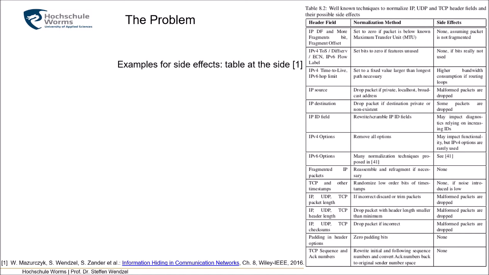The problem is that there are many fields to normalize, many fields to look at. Here's just a short overview. I took this table from chapter 8 of our book, and you can find the details there, but the problem is there are many rules that need to be programmed, and several of them, as you can see at the right side of the table, have side effects. So if you, for instance, overwrite some bits, then they cannot be used anymore.